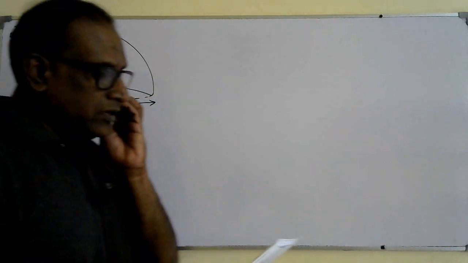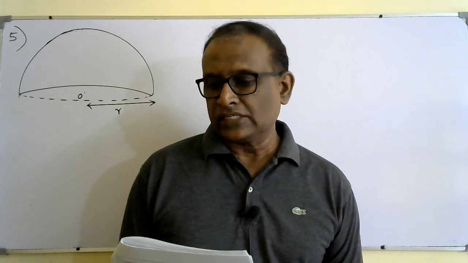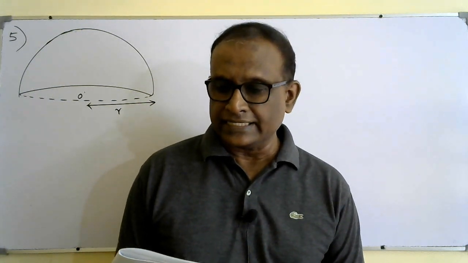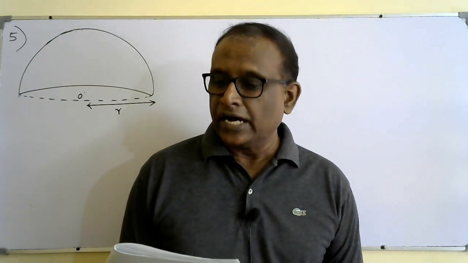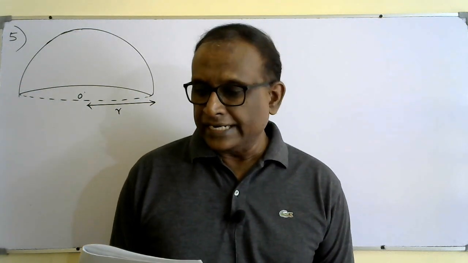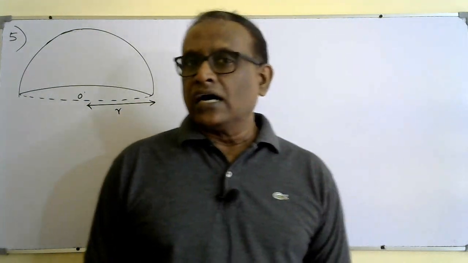Okay, question number 5. Use algebraic integration to show that the center of mass of a uniform solid hemisphere of radius r is at a distance 3/8 r from the center of its plane face. You may assume that the volume of the sphere of radius r is 4/3 pi r cubed. Okay, so it's a standard question.